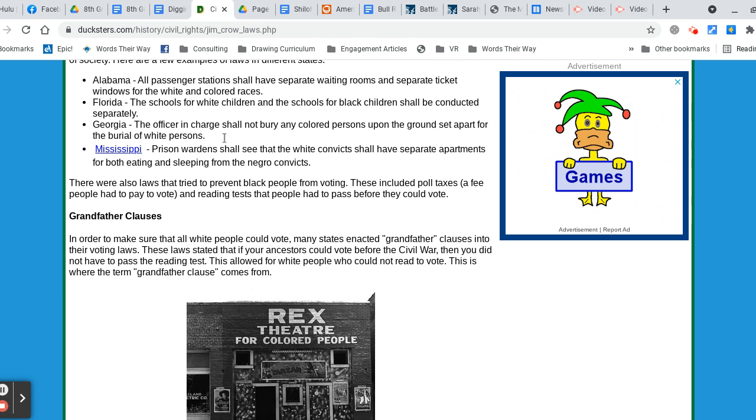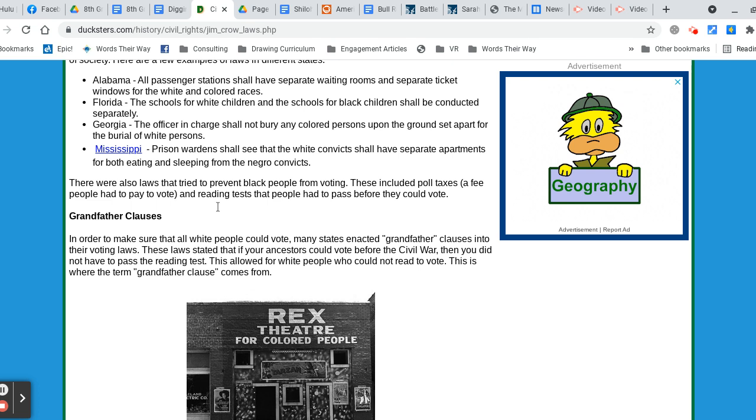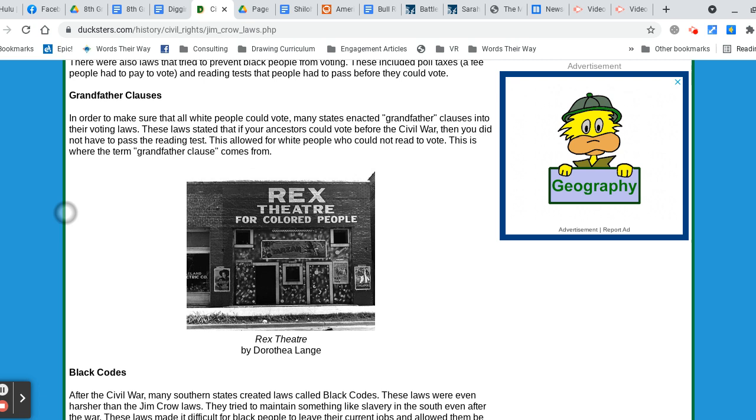Georgia: The officer in charge shall not bury any colored person upon the ground set apart for the burial of white persons. Mississippi: Prison wardens shall see that white convicts shall have separate apartments for both eating and sleeping from the Negro convicts. There were also laws that tried to prevent black people from voting. These included poll taxes, a fee that people had to pay to vote, and a reading test that people had to pass before they could vote.